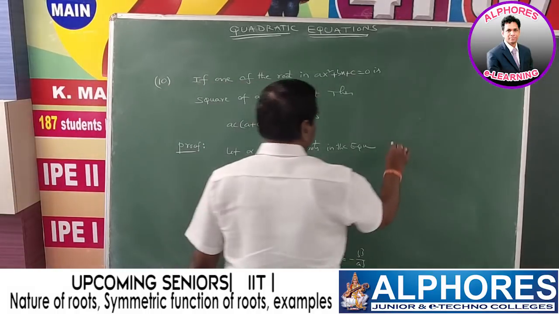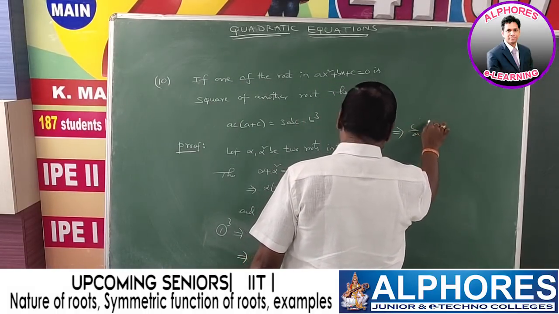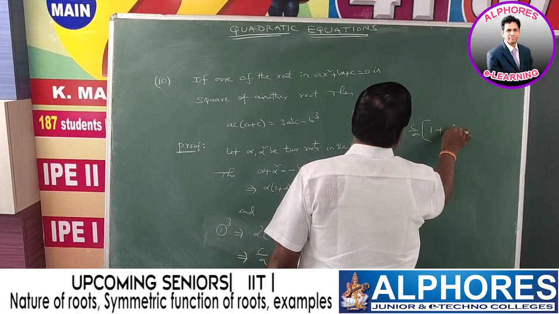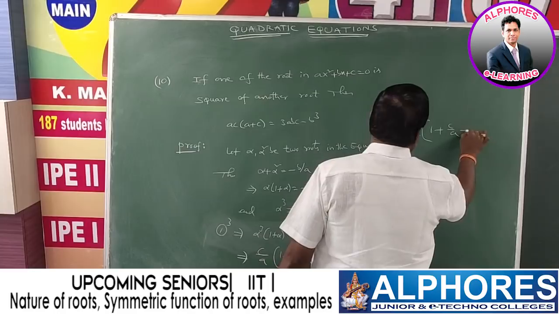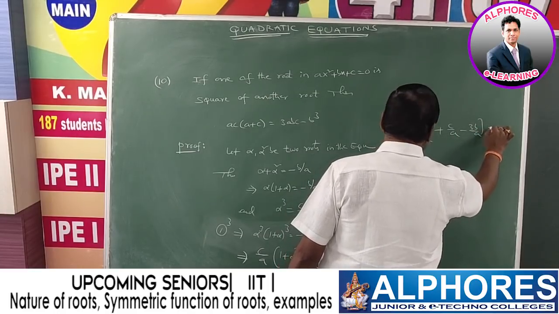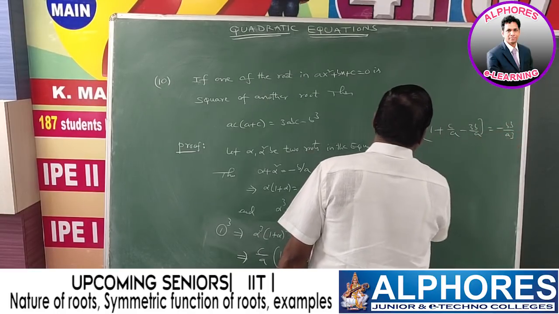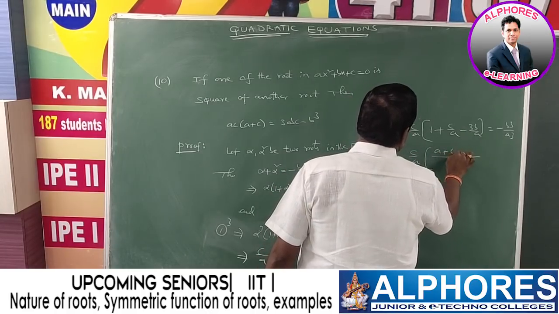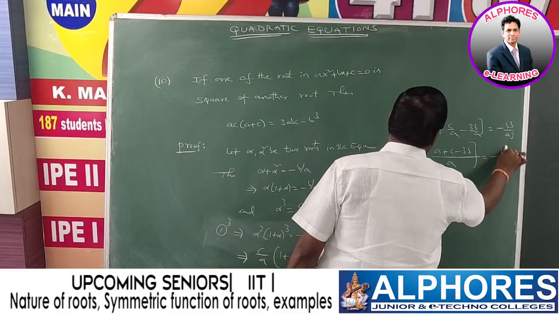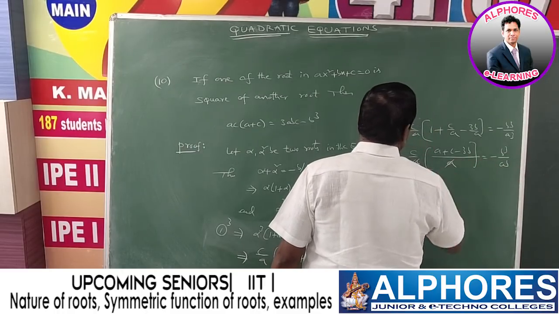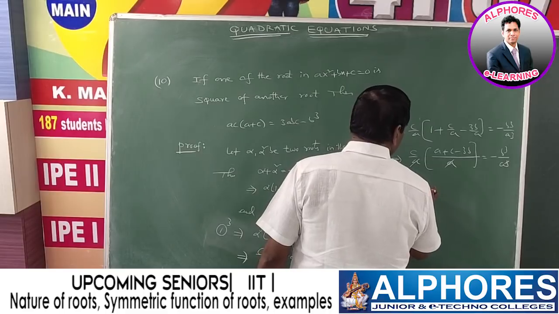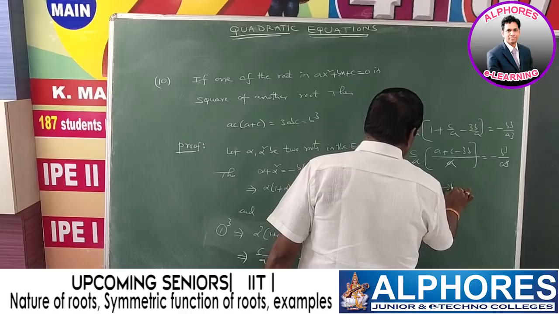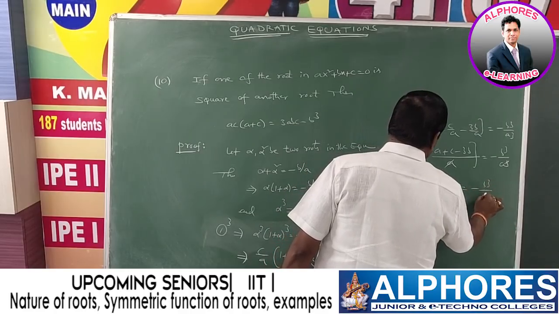After simplification, c by a into 1 plus c by a minus 3b by a is equal to minus b cube by a cube. That implies c by a into a is the LCM. a plus c minus 3b is equal to minus b cube by a cube. a into a square, cube cancelled. That means c of a plus c minus 3b is equal to minus b cube by a.